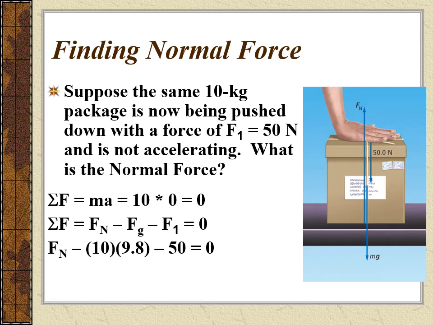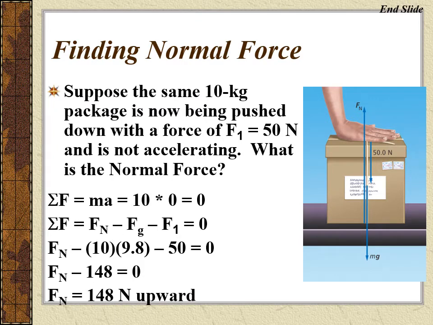All right, so we plug in our numbers. 10 times 9.8 is going to give us 98, and then we have negative 50. That gives us a total of negative 148. We take that to the other side. The normal force is going to be equal to 148 newtons upward. Now that should make sense because that balances not just the weight of the object, which is 98 newtons, but it also balances this 50 newtons. So it has to increase in order to be balanced, to 148 newtons total.